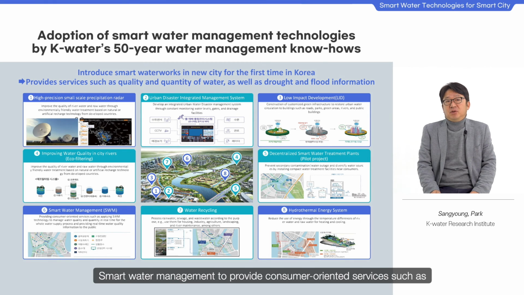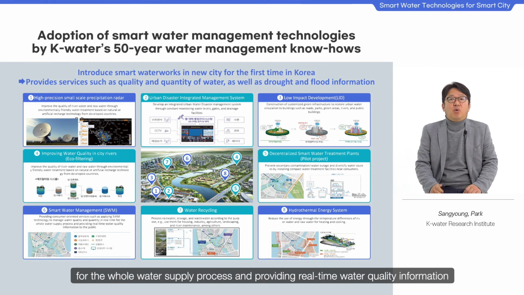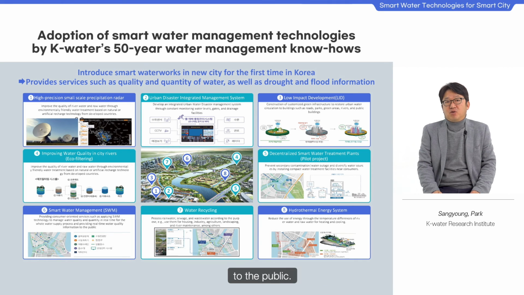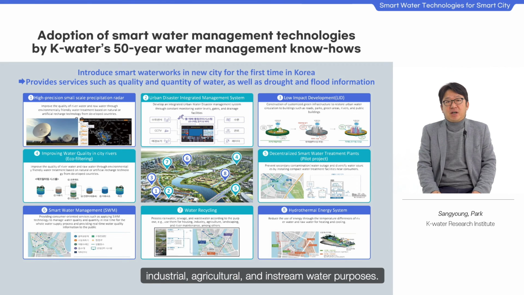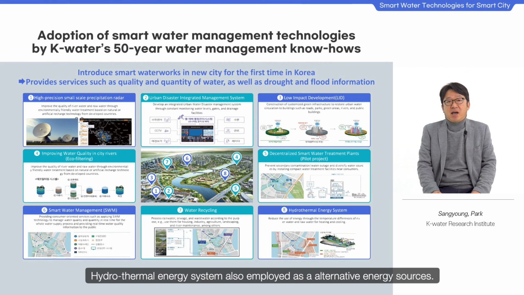Smart water management provides consumer-oriented service, such as applying smart water technology to manage water quality and quantity in real time for the whole water supply process, and providing real-time water quality information to the public. The water recycling system, including rainwater harvesting, sewage, and wastewater for domestic, industrial, agricultural, and in-stream water purposes, is also introduced. A hydrothermal energy system is also employed as an alternative energy source.